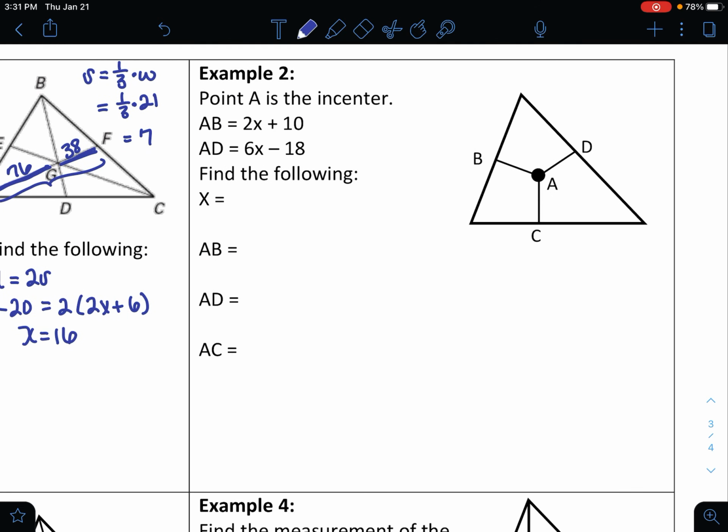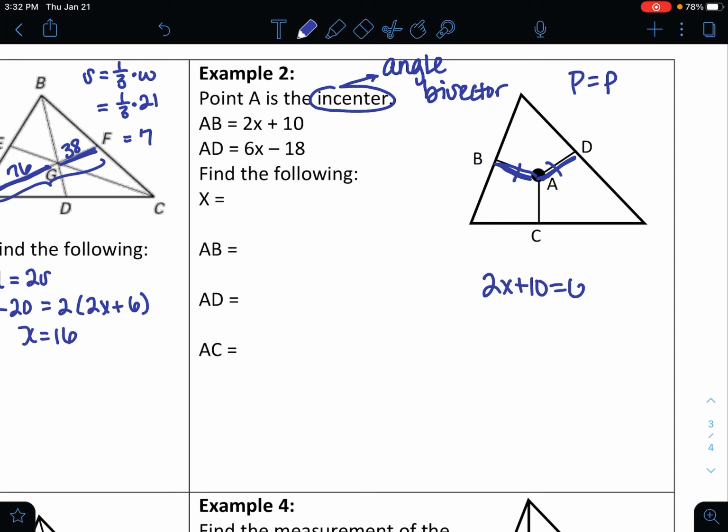Example 2. Point A is the incenter. Okay, that vocabulary word tells me these are angle bisectors. Okay, so we're going to use our angle bisector cheat sheet or rules or whatever you want to call it. So the good thing about angle bisector is it's always going to be part equals part, and so that'll be nice and easy for us. So this one's talking about AB and AD. So again, part equals part. They're both congruent to each other. So it's going to be a really easy problem. 2x plus 10 equals 6x minus 18. You just set them equal to each other.